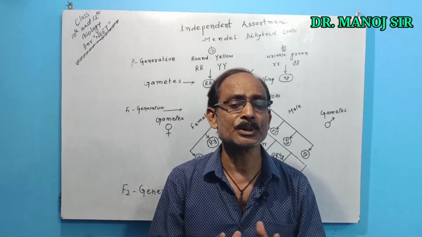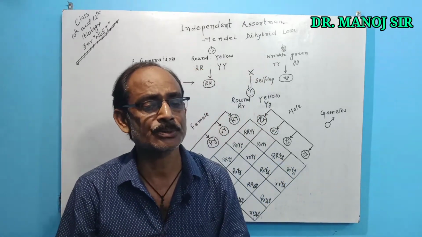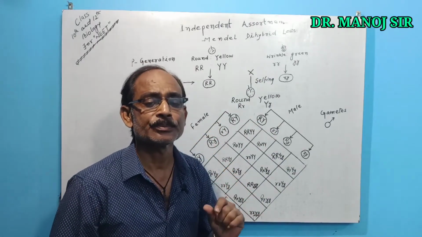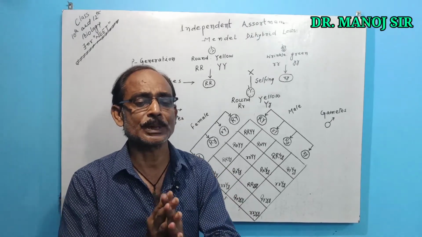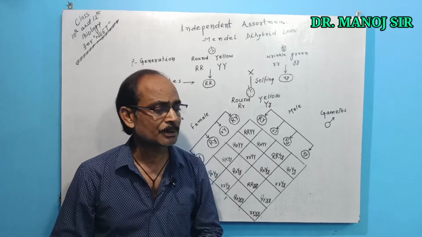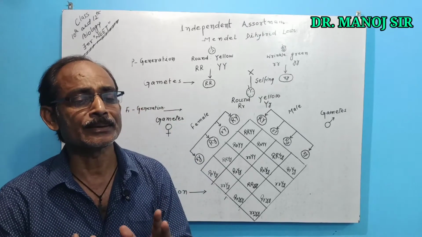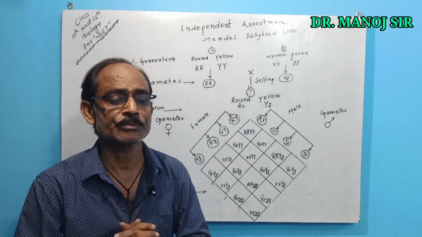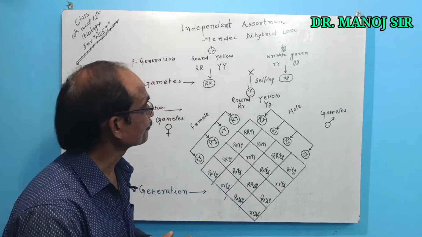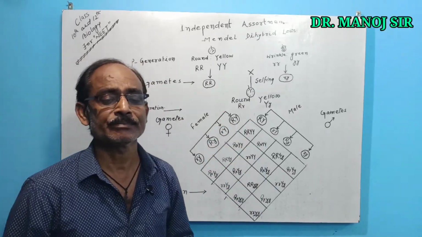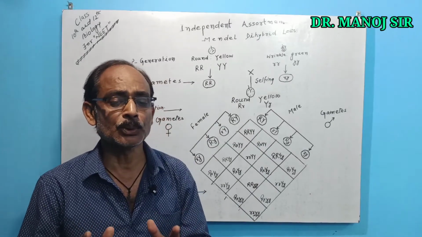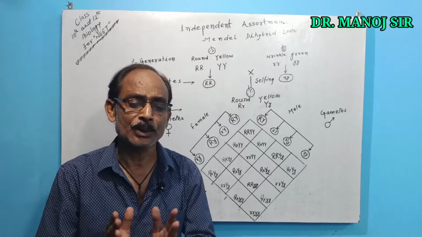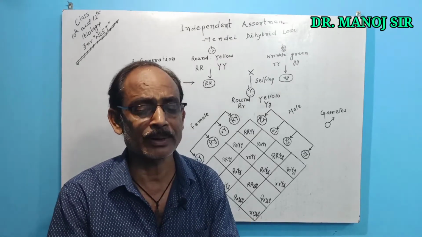plants producing round and yellow seeds, and when both cross together producing wrinkled and green seeds, you have to suggest that yellow is dominant over green and round seed is dominant over wrinkled.